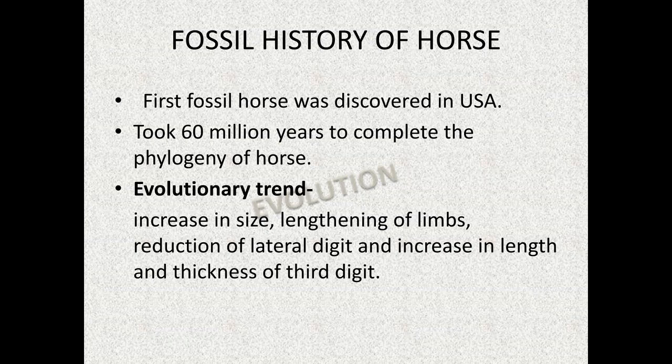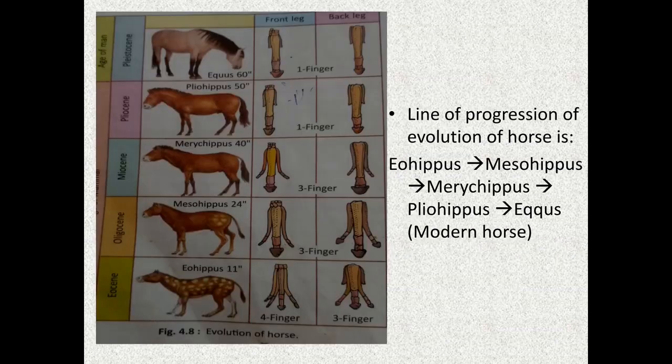So now here are some major evolutionary trend. So this means changes of characters during evolution. So what changes happened during evolution? Increase in size, then lengthening of limbs, reduction of lateral digit, and increase in length and thickness of third digit.